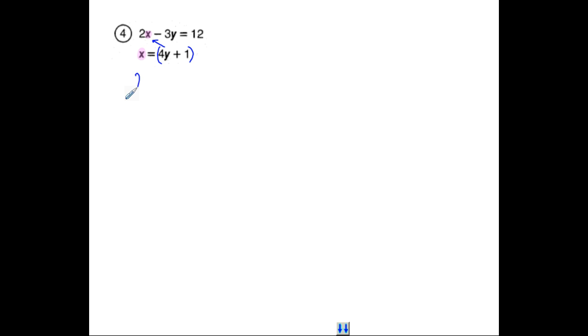So we have 2 times (4y plus 1), and then go back, don't forget, we have minus 3y equals 12. So we didn't have to do any really work. It was already an x equals or a y equals, but we still have to do the solving here is a few more steps than what we're used to. Okay. So we have 2 times 4y, 2 times 1.